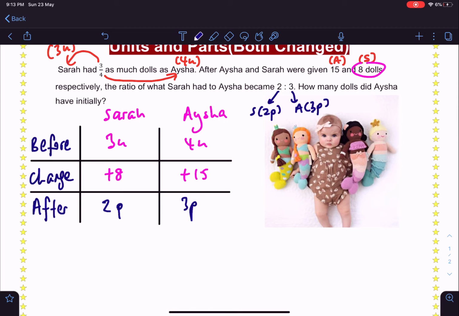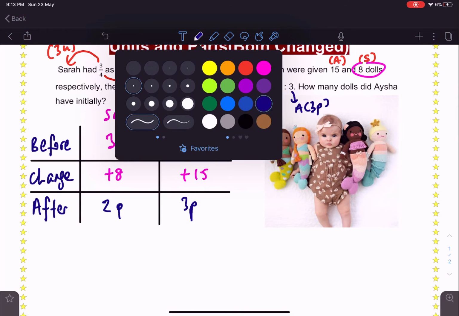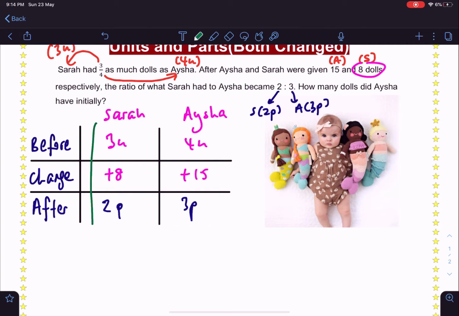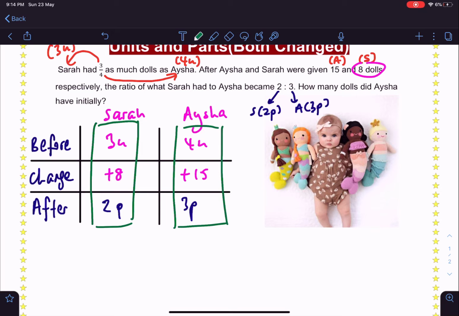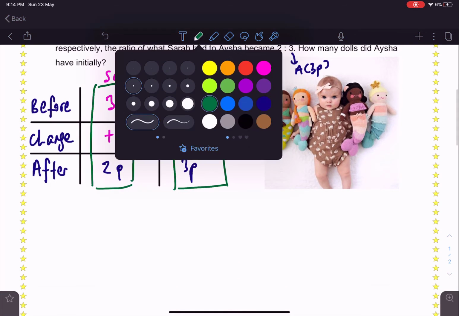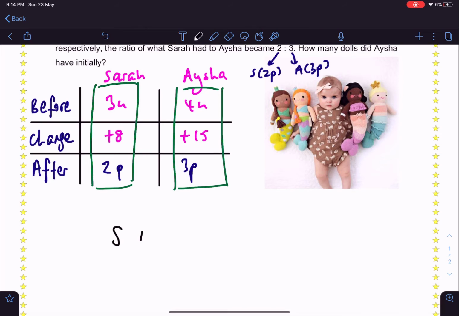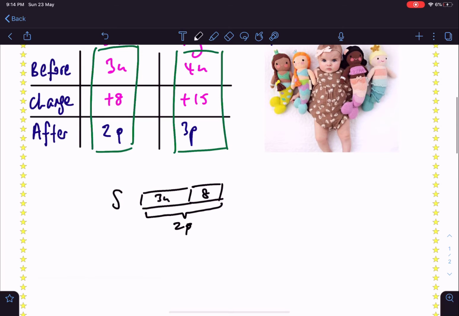How many dolls did Aisha have initially? Now, what we're going to do now is to understand these values a little bit more together with this one here. Okay, so for Sarah, we know that if we take 3 units and add 8 dolls, we will achieve 2 parts. As for Aisha, when we add 4 units to 15 dolls, we will instead achieve 3 parts.